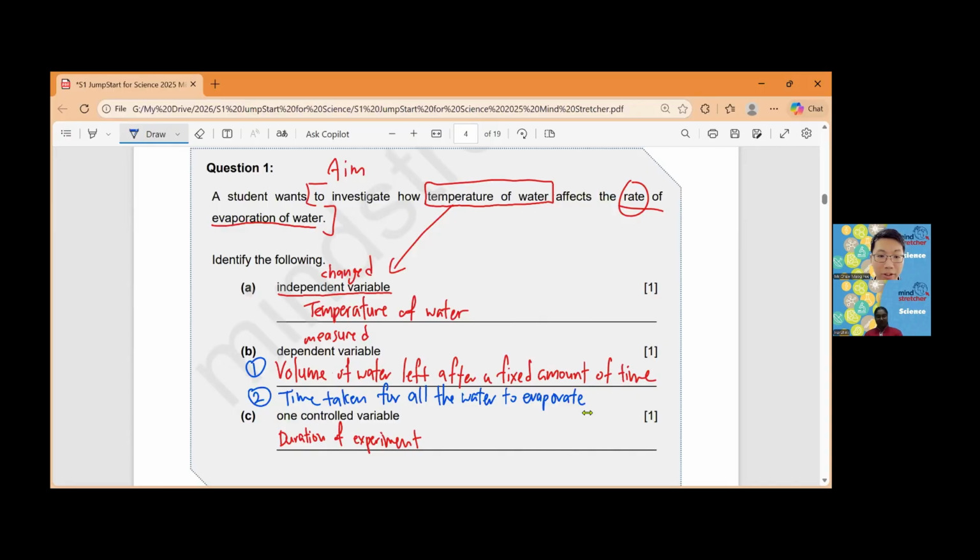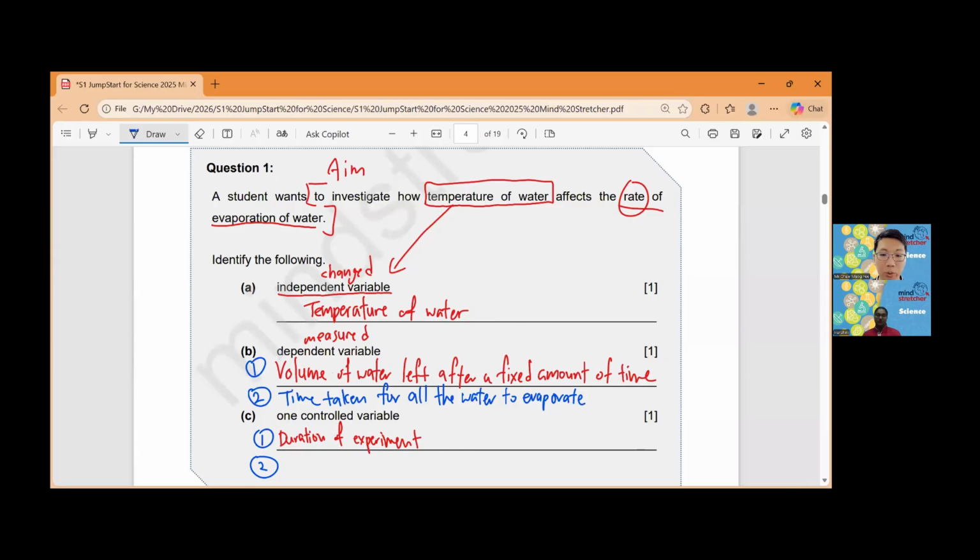So now, if my answer is number two, then I am not fixing the duration. Do take note, right? If I keep the duration of experiment the same, then that is only for number one. If your measured variable is number two, then duration is not kept the same, because number two is time taken. We are measuring the time for all the water to evaporate.